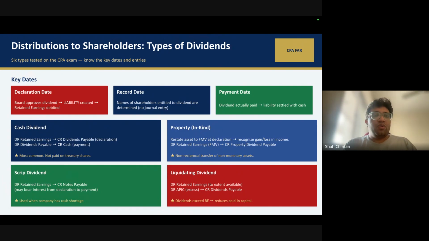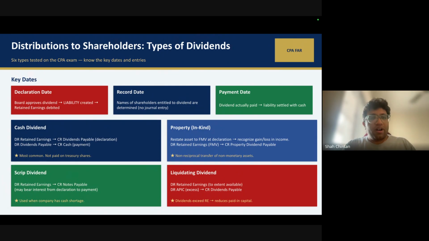Suppose in an MCQ they give you that a company is declaring a property dividend. 1st of January it's approved, 15th of February it is added in the record, and 3rd of March it is paid. So which date should you use to record the dividend based on the fair market value? The answer will be the dividend declaration date, the date when it is approved by the board of directors.